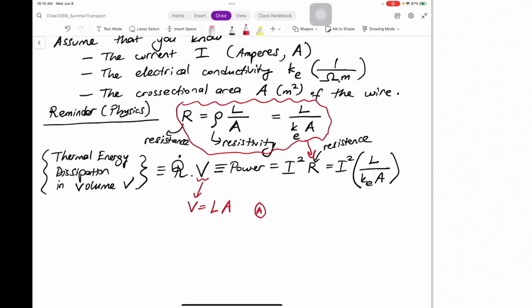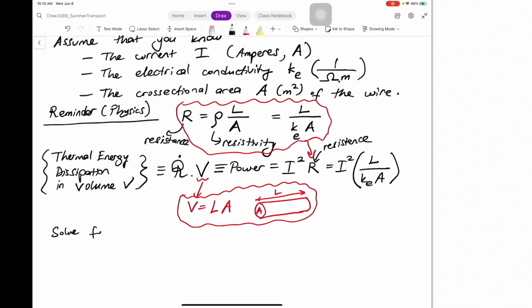And this is the cross-sectional area A. This is the L. And you know that the volume is just the multiplication of the cross-sectional area times the length, correct? And because of this, you can write down this fancy R, and you get fancy R is equal to just this thing divided by this volume.